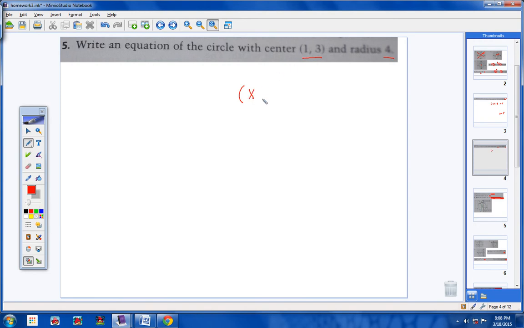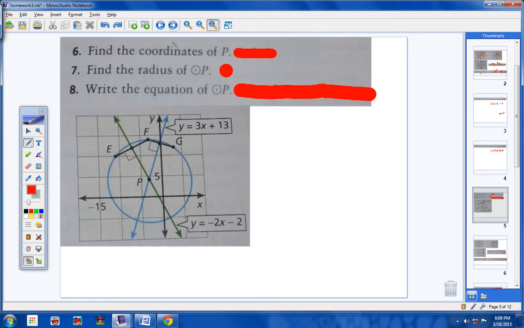X, change the sign of the 1, negative 1, quantity squared, always a plus sign here. And then y, change the sign of 3, so negative 3, quantity squared, equals, and then the radius squared. Now you're welcome to put 4 squared, or you're welcome to put 16. It really doesn't matter to me, okay? Alright, let's continue on and take a look at number 6.